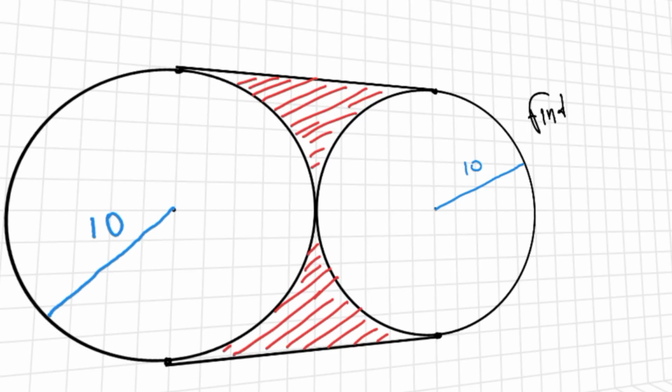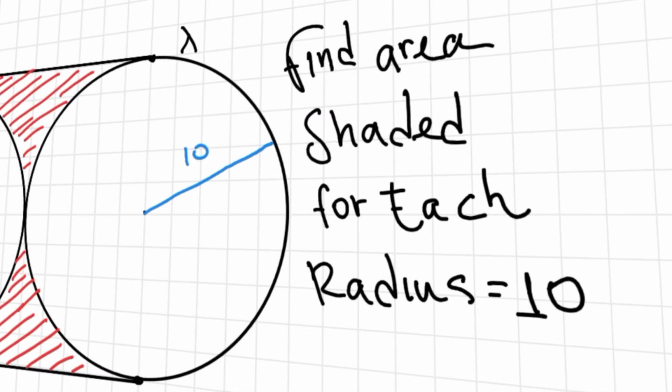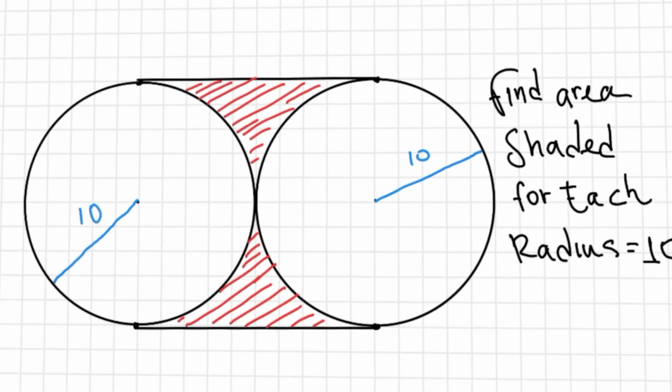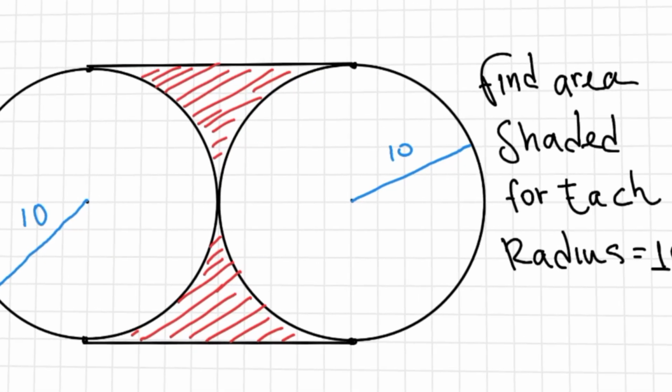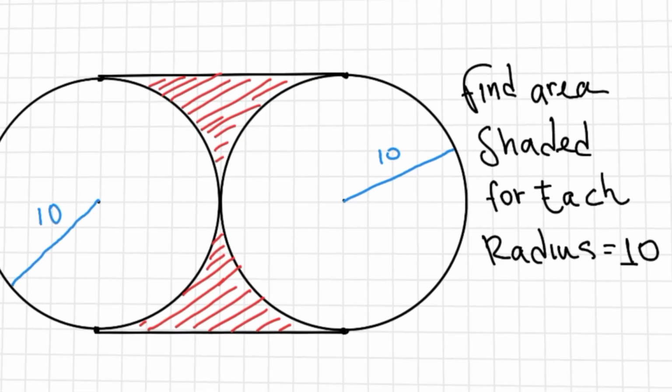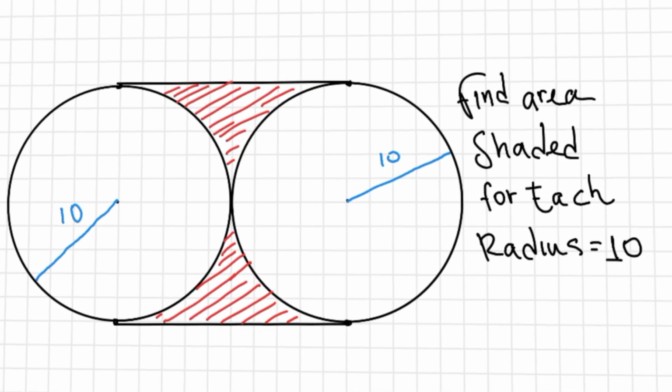Find the area of the shaded region. We have two congruent circles of radius 10 tangent to each other and connected by two tangent segments. There's no straightforward formula here, so we'll rely on a geometric property instead.